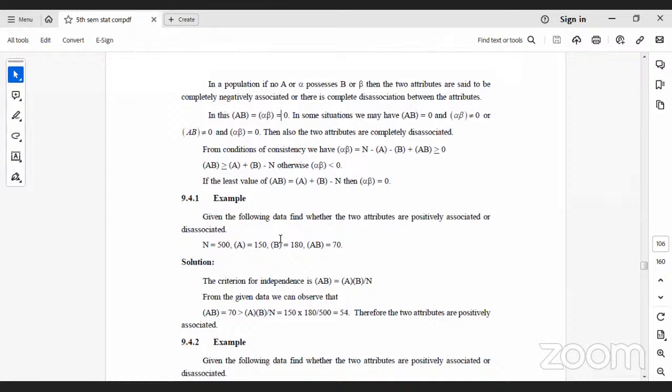Given the following data, find whether the two attributes are positively associated or disassociated. N is equal to 500, A is equal to 150, B is equal to 180, AB is equal to 70. The criterion for independence: AB is equal to A into B by N. So how much is A into B? 150 into 180, which is 27000. 27000 by 500 is 54. So 70 is greater than 54. Correct? Yes, sir. So the two attributes are positively associated.